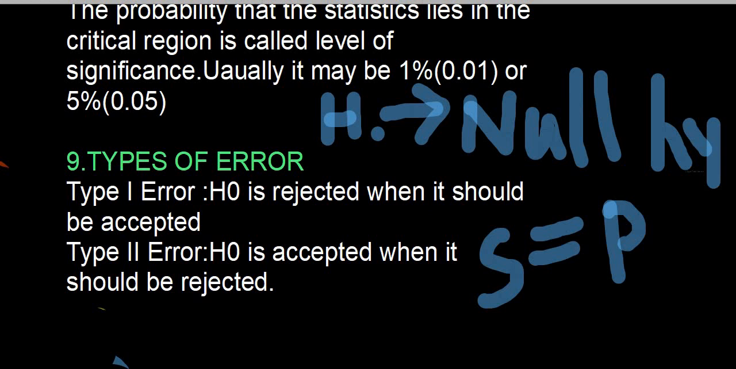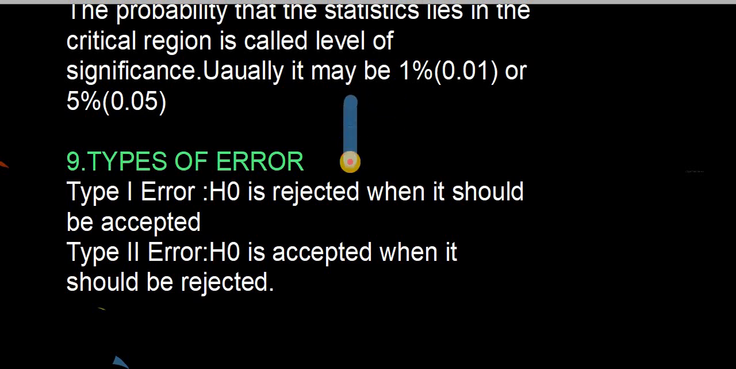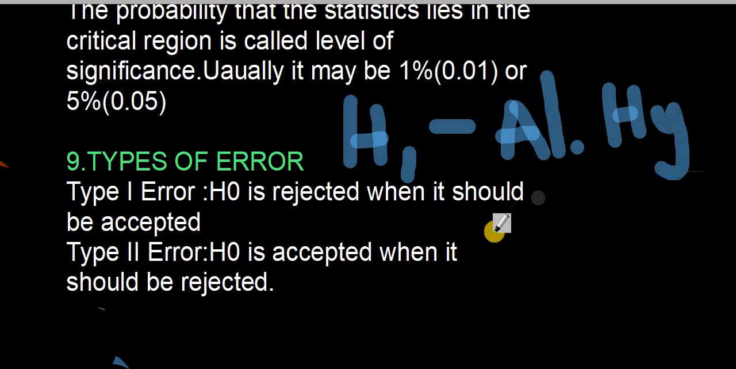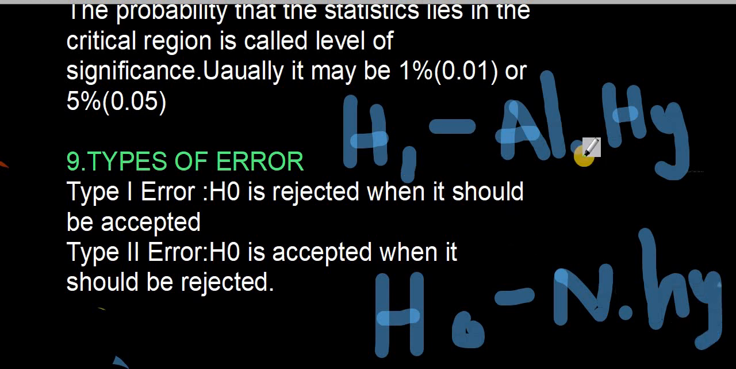Another one we call the alternative hypothesis. The symbol for alternative hypothesis is H1. This is an idea which is exactly opposite to the null hypothesis. That's called alternative hypothesis. We know that H naught means null hypothesis, and H1 means alternative hypothesis.